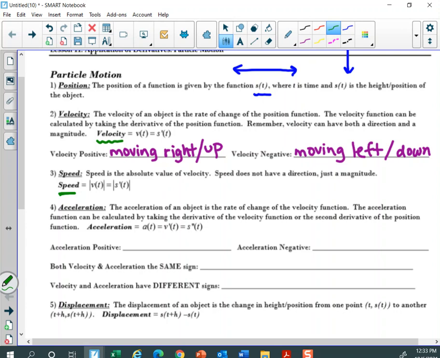Okay. That becomes important because when we look at velocity values, when we have a -5 velocity and a -3 velocity, speed-wise, a -5 velocity represents a greater rate of speed than a -3 velocity. Because in speed, we're always looking at the absolute value.